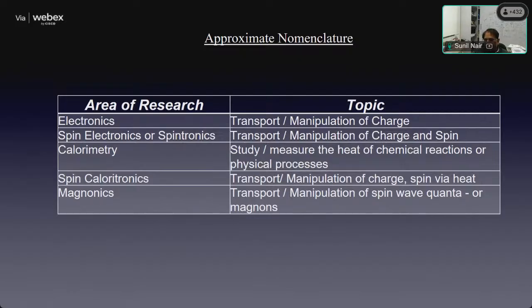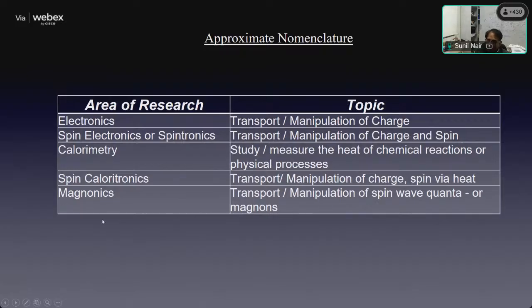So the first combination area is known as spin caloritronics. So what is spin caloritronics? Spin caloritronics is the transport or manipulation of the charge and the spin degrees of freedom via heat. Okay, so that is the area of spin caloritronics. Going forward, I will tell you a bit more about it.